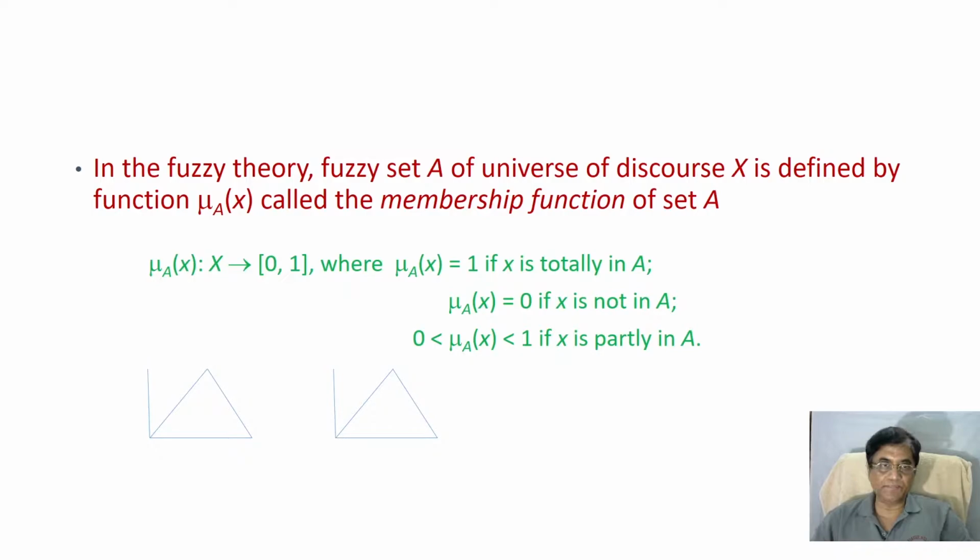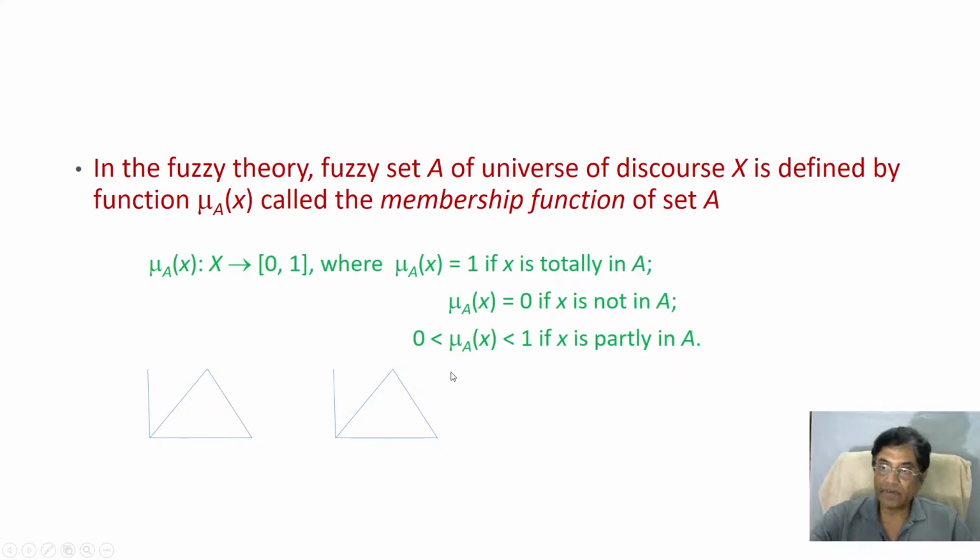And you see, the other day we discussed that this is a fuzzy set. It has a universe of discourse, say between 0 and 1, and if the membership value of some element in the universe of discourse of fuzzy set A is 1, that means X totally belongs to A. If it is 0, then X is not in A, but if it is between 0 and 1, that means it partially belongs to A.